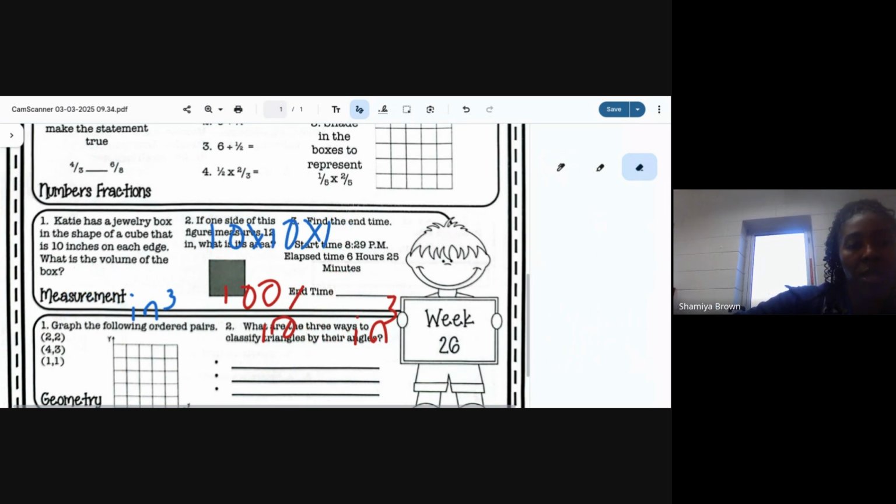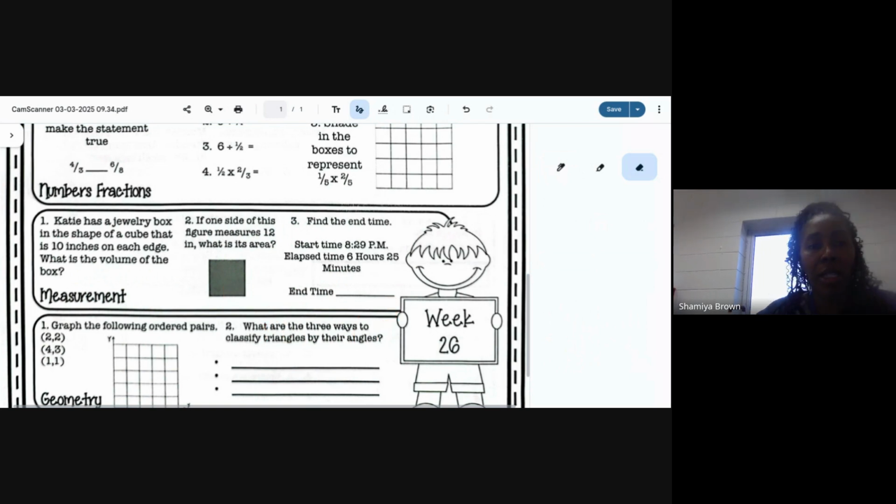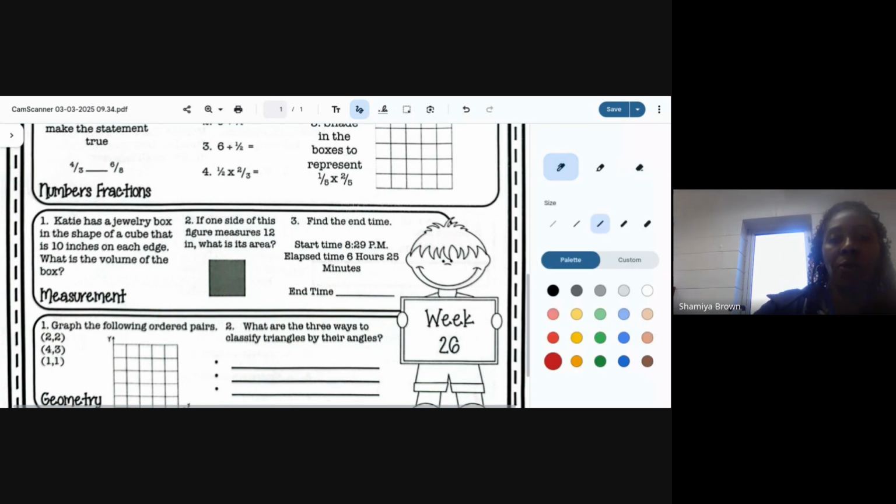Right? Next one says if one side of this figure measures 12 inches, what is its area? So if one side is 10, then that means all the other sides are 10. Because that's a square, all sides are equal.